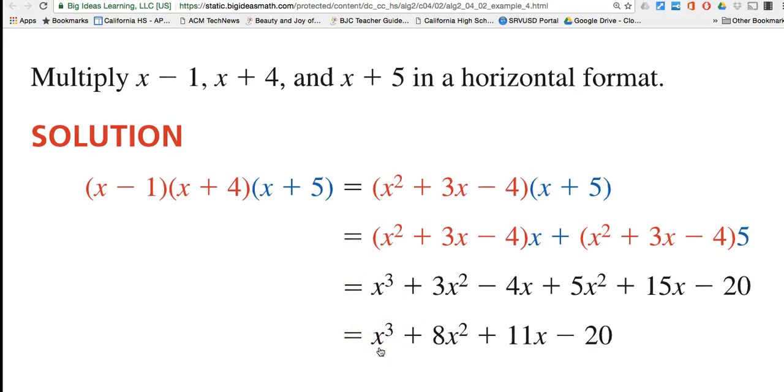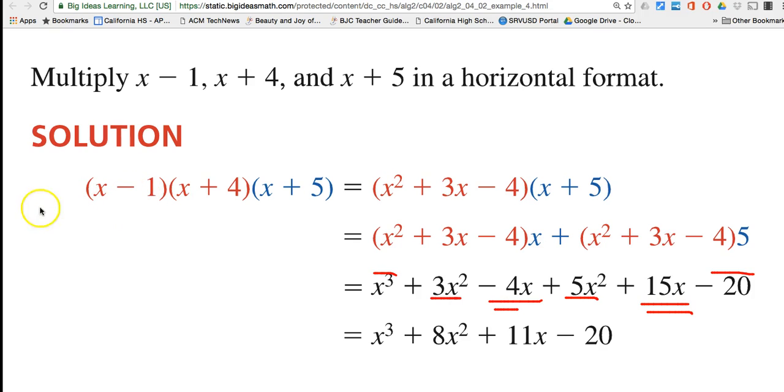So if we look, we have 3x squared and 5x squared, minus 4x plus 15x, and then x cubed and minus 20 do not have any other terms. So when we combine those, we get x cubed plus 8x squared plus 11x minus 20. So this is the same no matter what your polynomials look like.